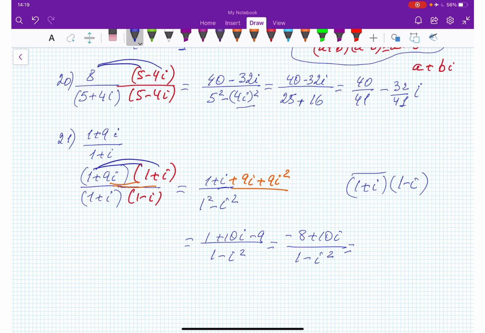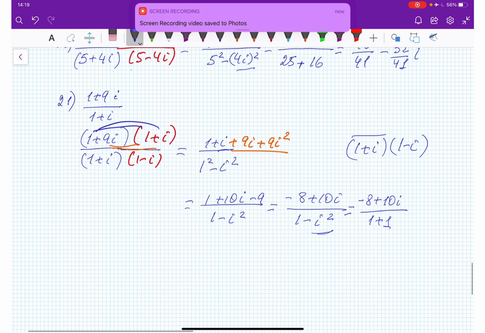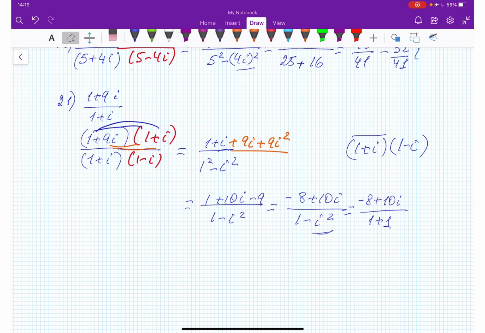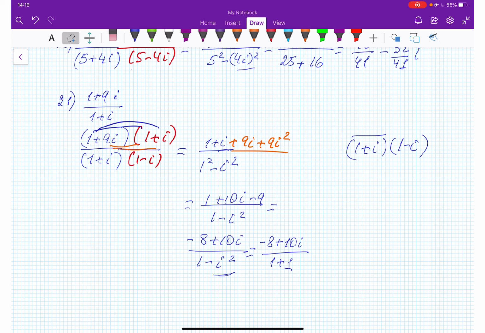So that's going to be equal to -8 plus 10i, and i squared is -1, so it's going to be plus 1, right? And we are getting -8 plus 10i divided by 2, which means -8 by 2 plus 10 over 2i. And the result is -4 plus 5i.